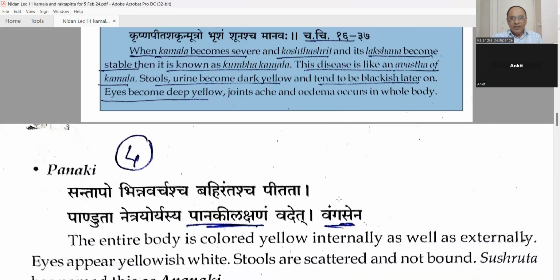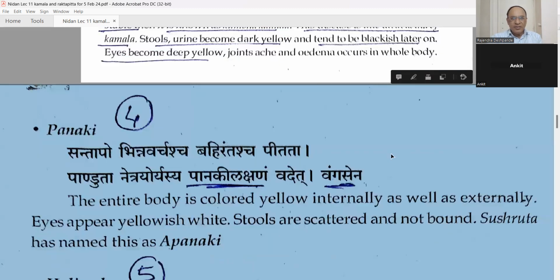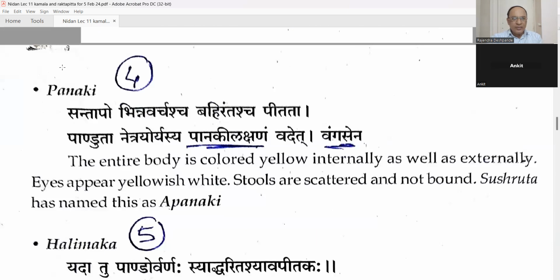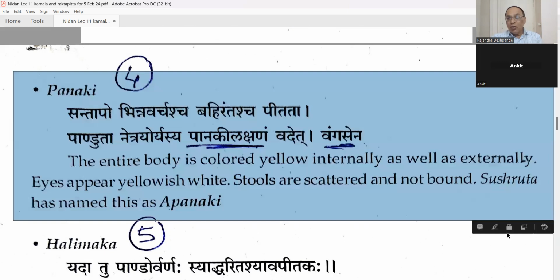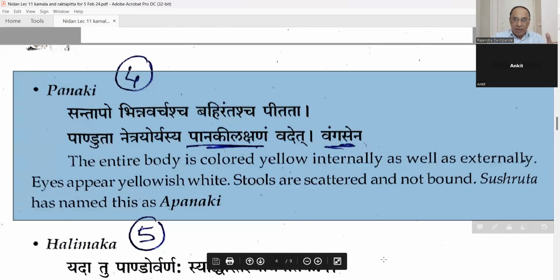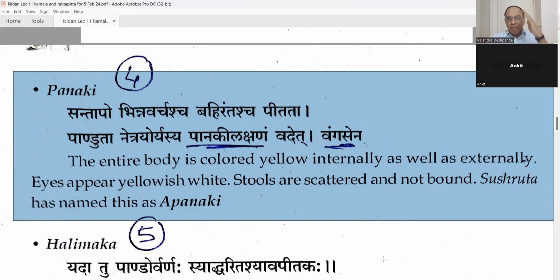Okay. Another disease is explained, which is called Panaki. All these questions can be asked in the oral also. What is Kumbha Kamala? What is Panaki? What is Halimaka? Kumbha Kamala, Panaki and Halimaka are related with Kamala Vyadhi, or jaundice.